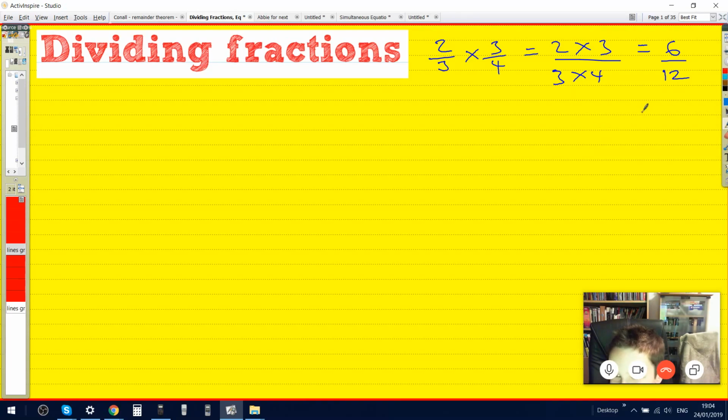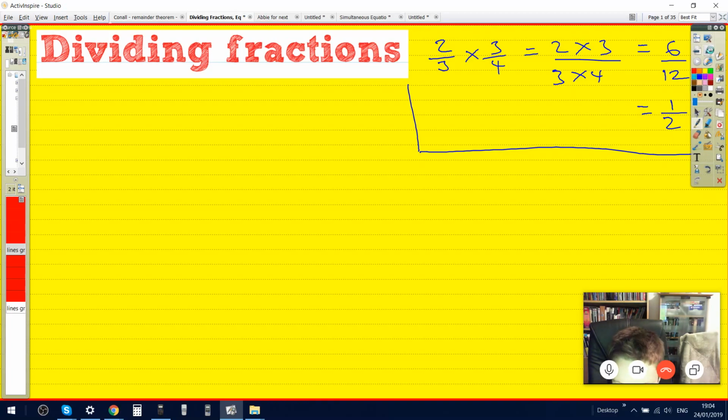And do you know how to make that simpler? Well, we can divide them both by 6. Mm-hmm. So 6 divided by 6 is 1. And 12 divided by 6 is 2. Well done. Okay.